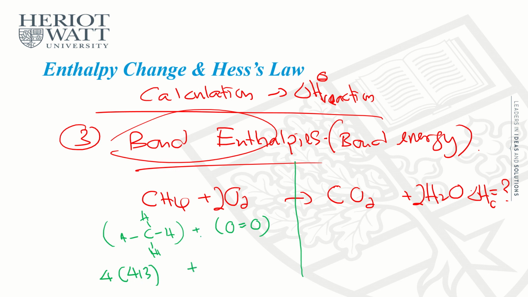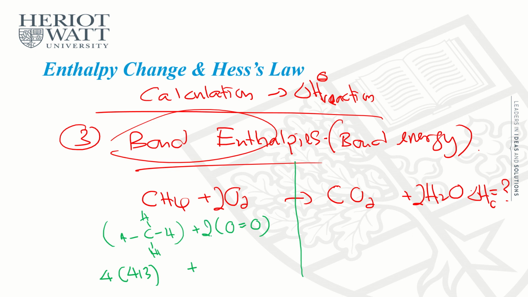All right. Plus with oxygen, O double bond O. What is the energy for O double bond O? In your data booklet, let me check the data booklet. I don't have the data booklet here. Okay, just a minute. If not mistaken, it's 496. Just put in the value.